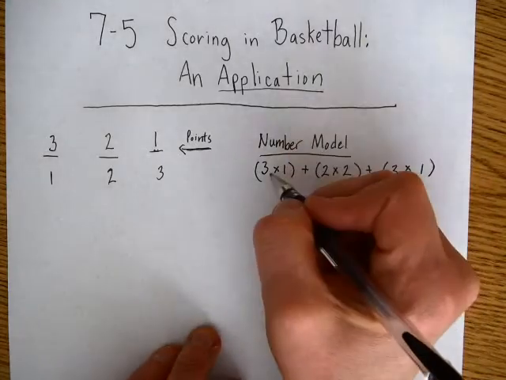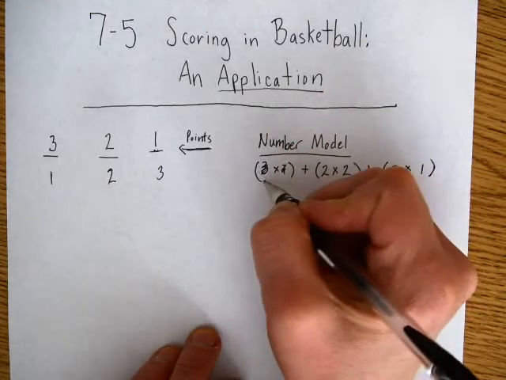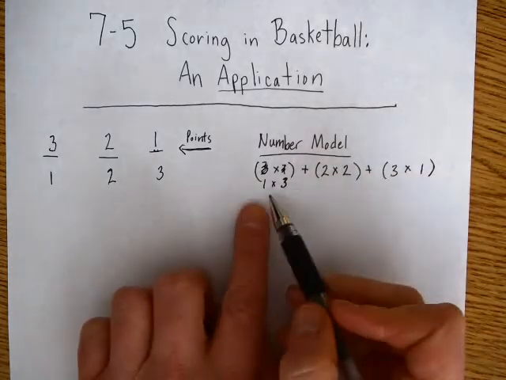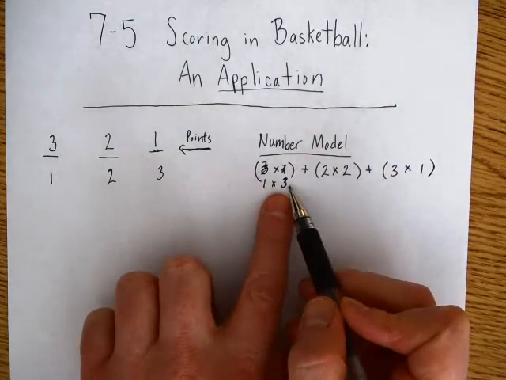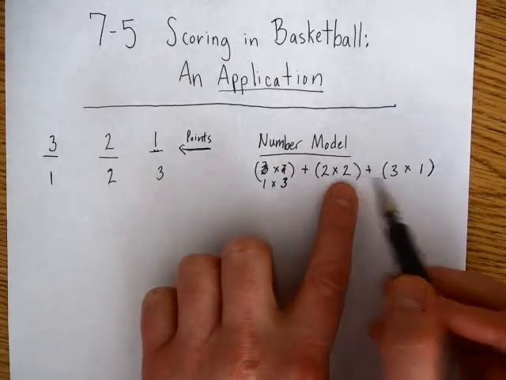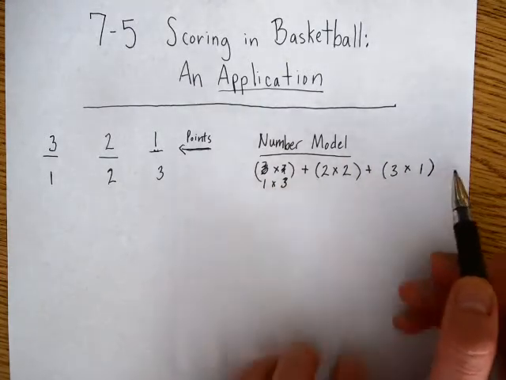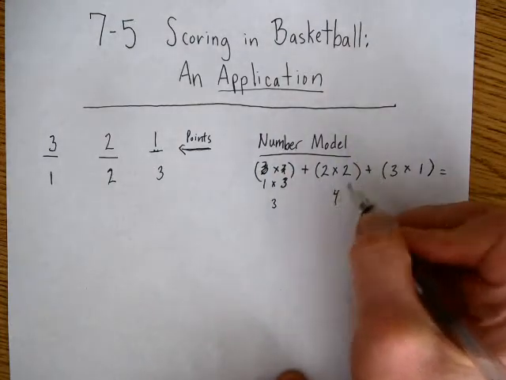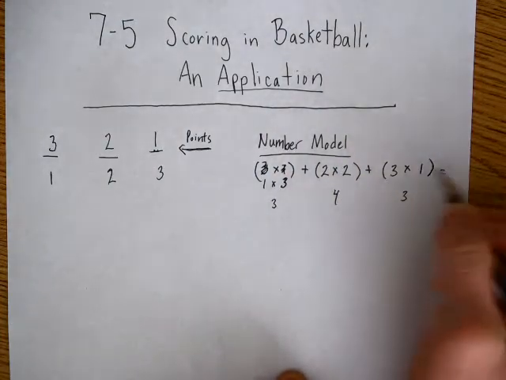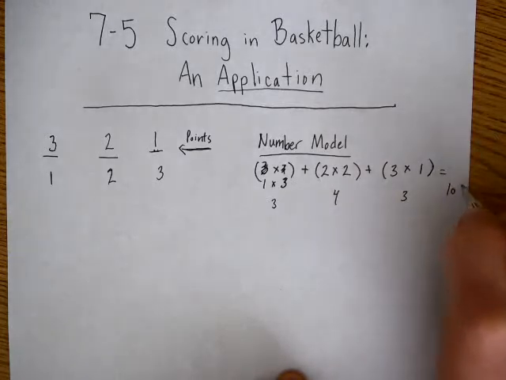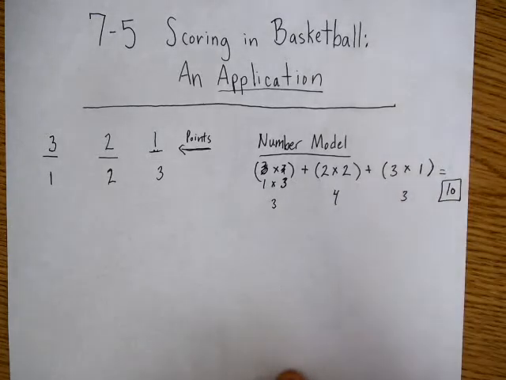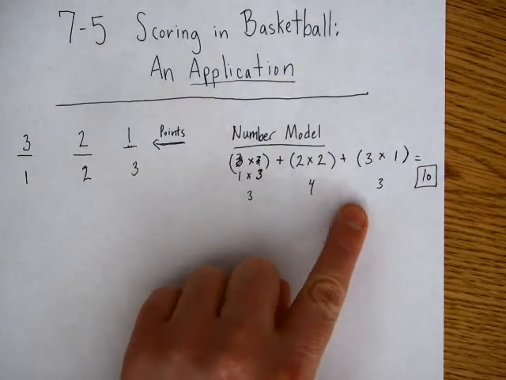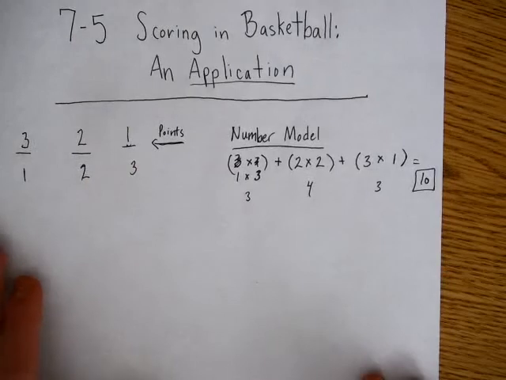And actually, if I stay consistent, I should put 1 times 3, even though it's still going to equal the same thing. 1 basket that's worth 3 points, 2 baskets that's worth 2 points, and 3 baskets that's worth 1 point. And then what you do, you would add each of these up, and that would be 3. 2 times 2 is 4. That would be 3 times 1 is 3. And that would equal the 10 points that they need to get. So they're going to have to come up with different number models that are going to equal 10 points if they were thinking about playing a basketball game.